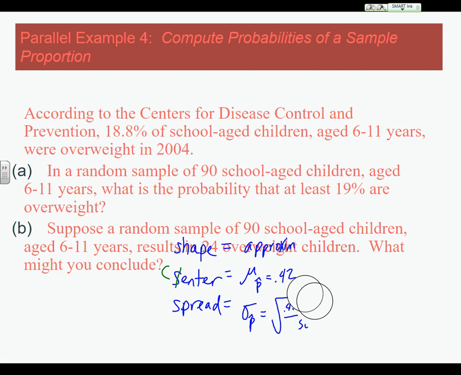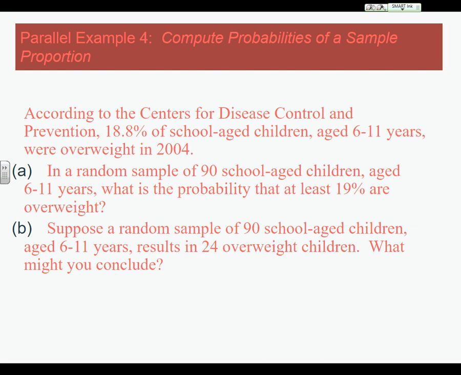Alright. CDC has been all over the news, of course, with everything that's going on. So I've been doing this example for years, and it just so happens to fall during this week. According to the CDC, the Centers for Disease Control and Prevention, 18.8% of school-age children between the ages of 6 and 11 years old were overweight in 2004. Now, the first thing that sticks out to me is that was a long time ago. Keep that in mind for about 5 minutes from now whenever we're wrapping up this problem.